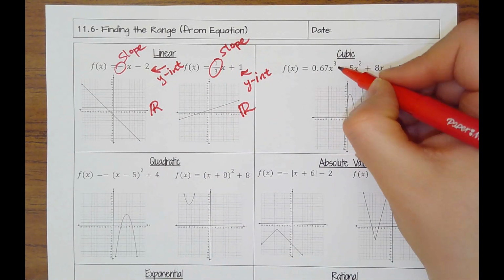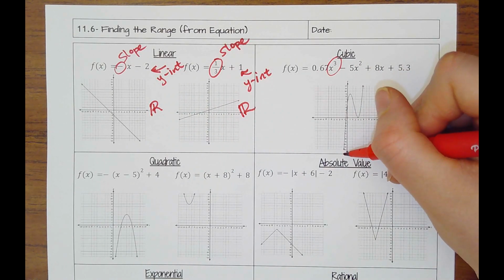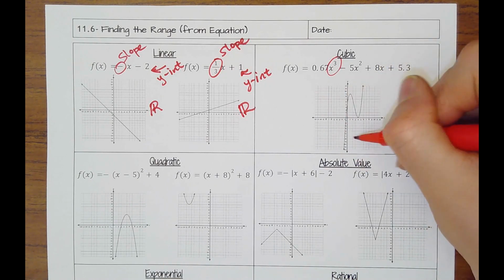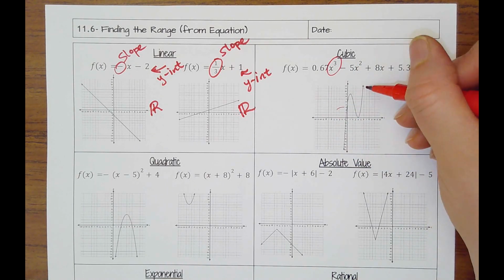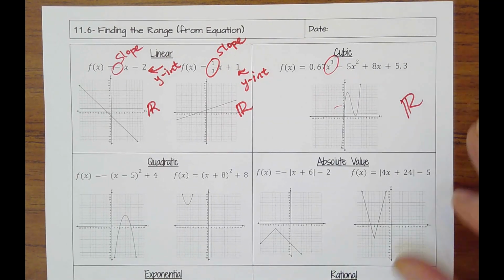Same thing for cubic. When I have the highest degree term as x cubed, it'll always have one end up and one end down. In other words, it'll have y values everywhere, sometimes multiple y values at a certain x. So this is also all real numbers.